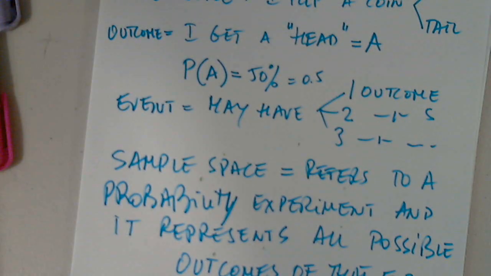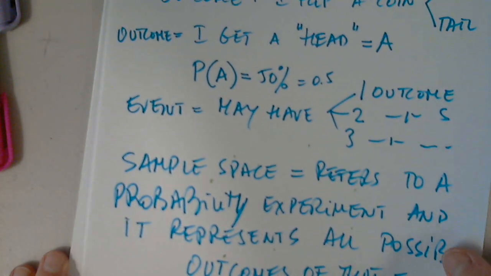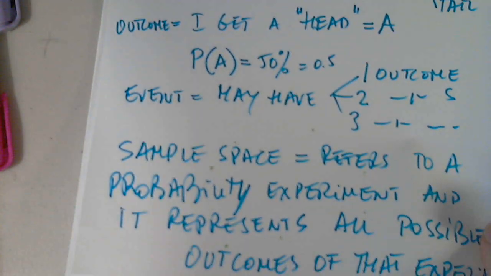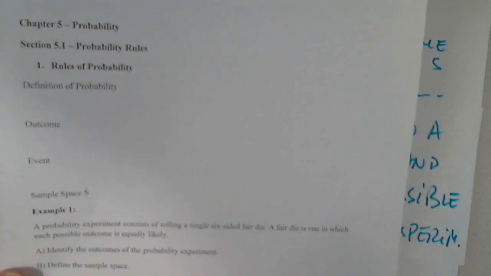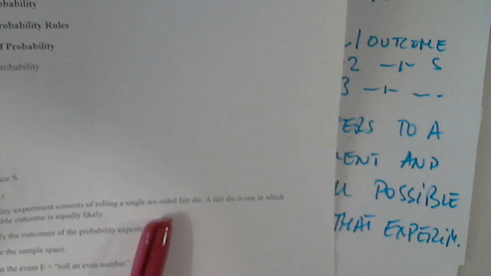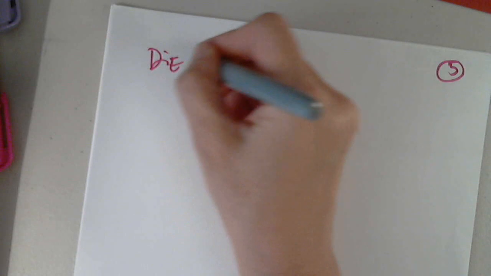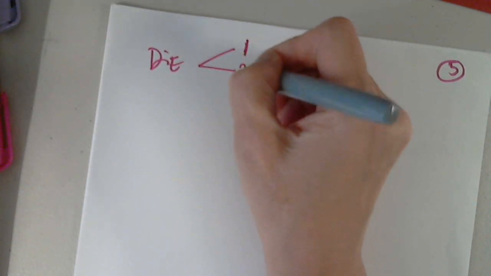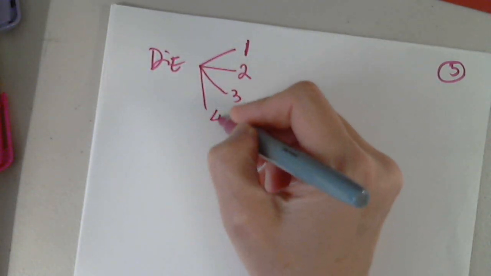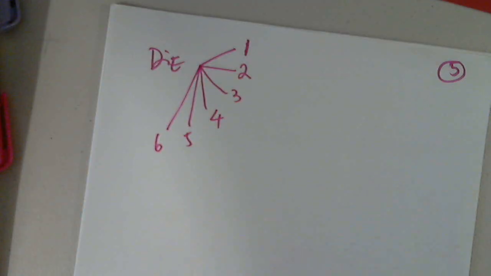Okay, so then here's an example. Example 1. A probability experiment consists of rolling a single six-sided fair die. A fair die is one in which each possible outcome is equally likely. So we have a die. We're rolling the die. What can happen? We can get a 1, we can get a 2, we can get a 3, we can get a 4, we can get a 5, and we can get a 6.